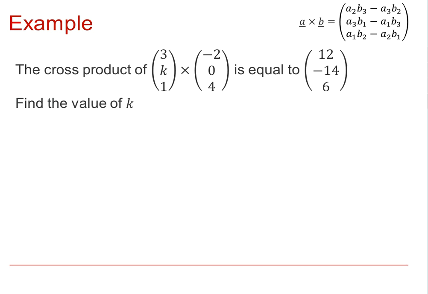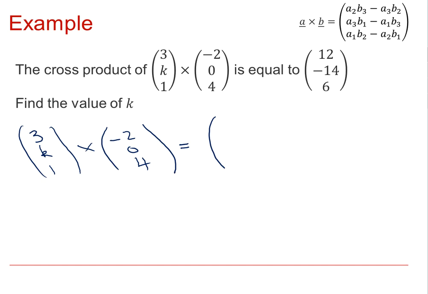In this example, we are told that the cross product of (3, k, 1) and (-2, 0, 4) is equal to (12, -14, 6), and we are asked to find the value of k. We could, of course, just look at the x component of this product, which would be 4k minus 0 for completeness. And we know that that equals 12. That would give us k equals 3.